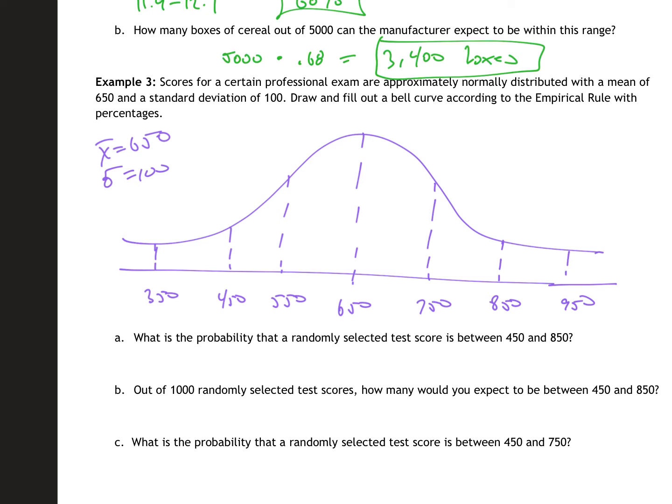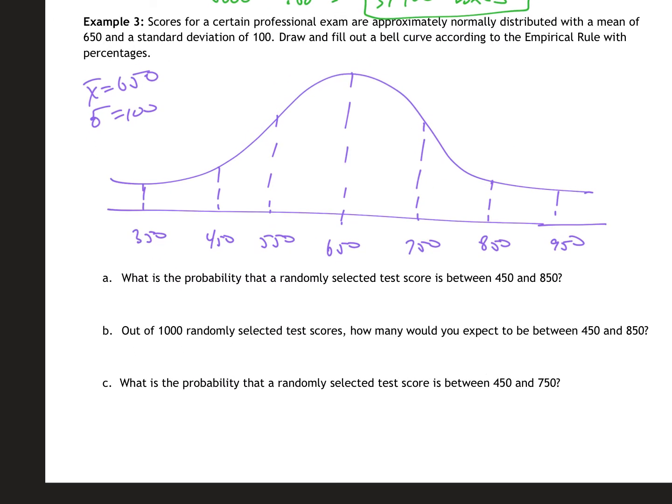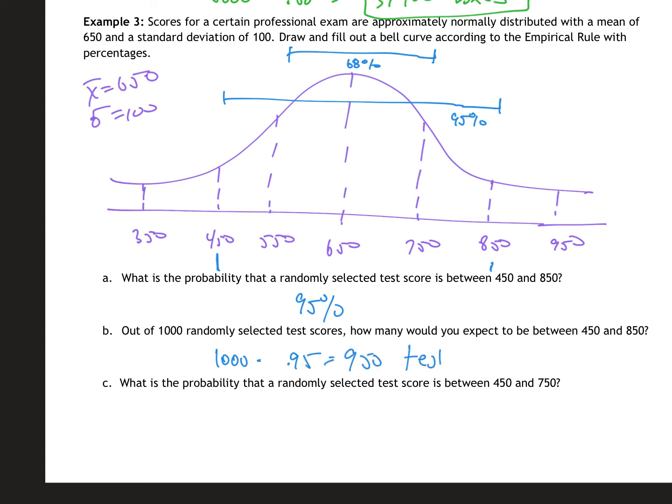And we can go through and draw our other stuff if you want to, but to save time, I won't. So what is the probability that a randomly selected test score is between 450 and 850? So between here and here. So remember, this to this is 68%. This to this is 95%, and that's the gap I'm in, so 95%. Out of 1,000 randomly selected test scores, how many would you expect to be in this range? So 1,000 times 0.95 would give you 950 tests.